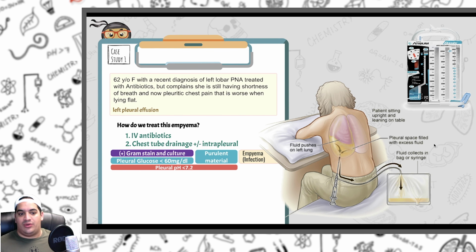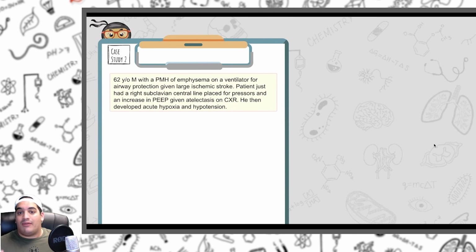Sometimes we have to use something called intrapleural TPA, where you push TPA into the pleural cavity, and the TPA will break down some of the fibrin strands within that loculated empyema. Then put them on very strong IV antibiotics to help kill the infection. So that would be covering that case.